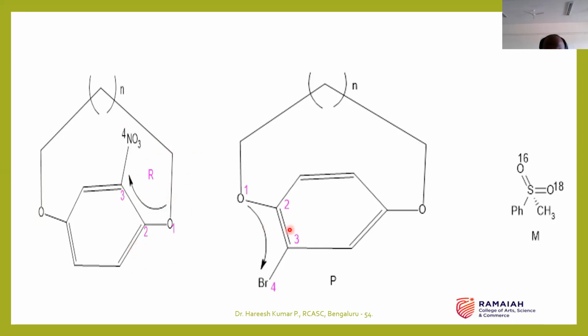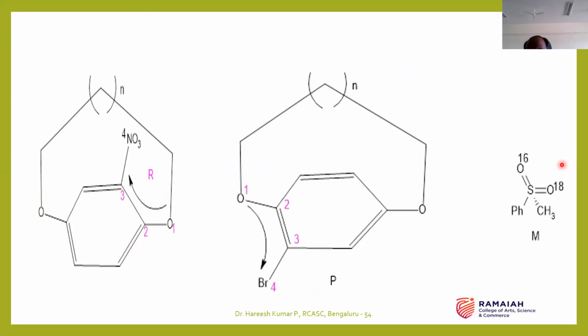Similarly, when you are taking this group, you know that the substituent is here. Because the substituent is present here, this carbon will be the pilot carbon, and this will be 1, 2, 3, 4. So you know that there is a movement like this. That means it's a clockwise direction. So clockwise direction is called P.